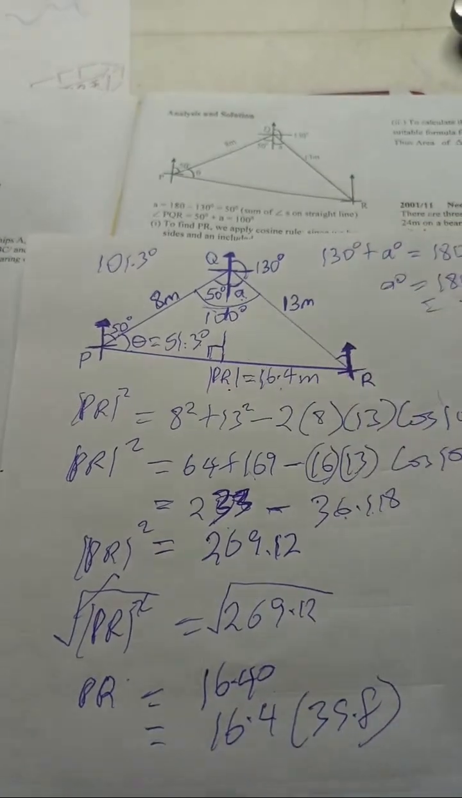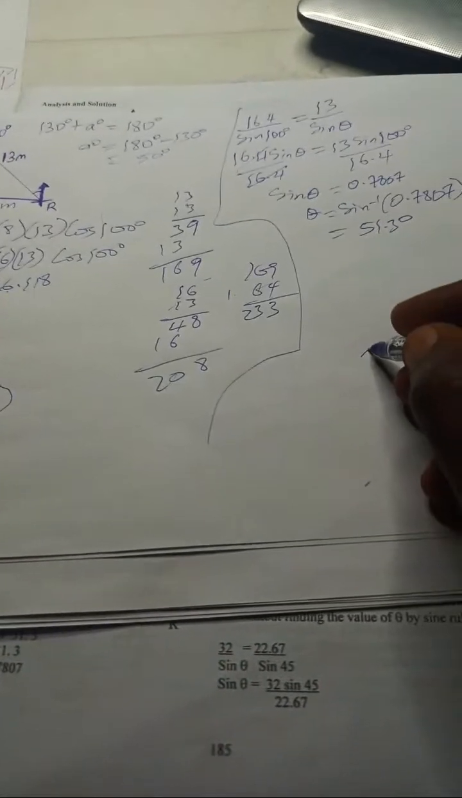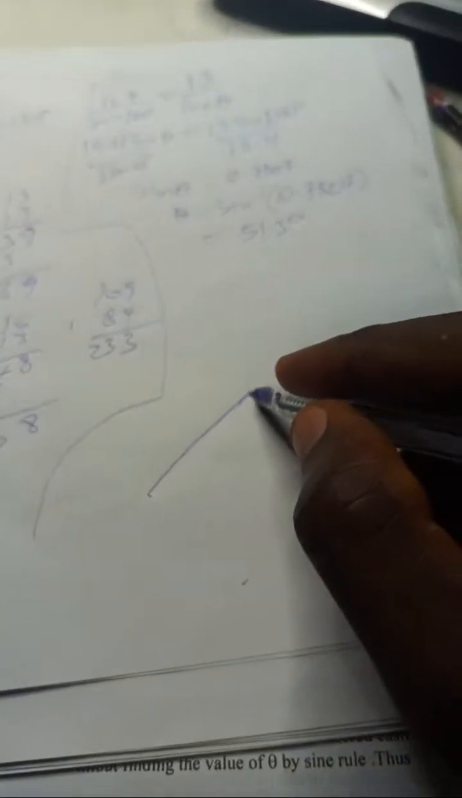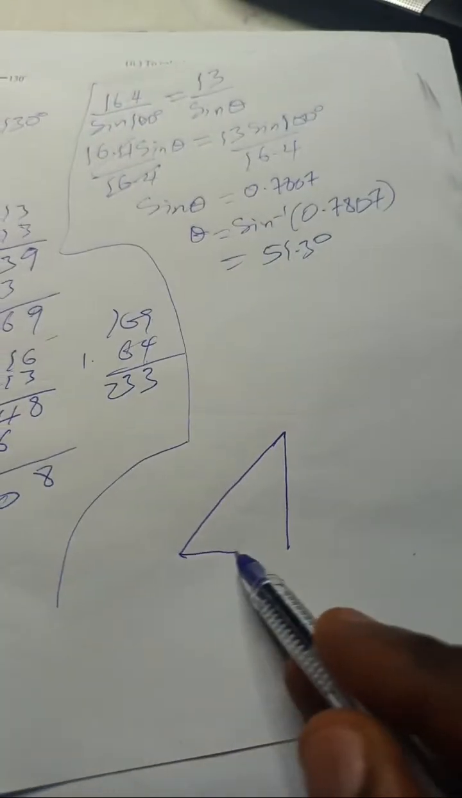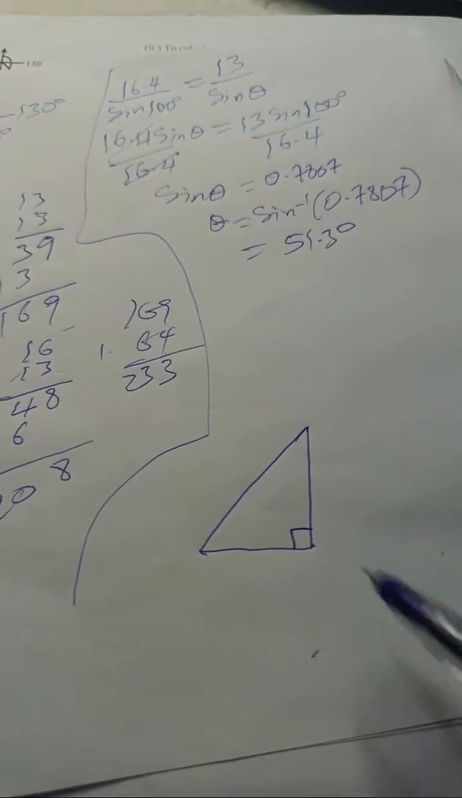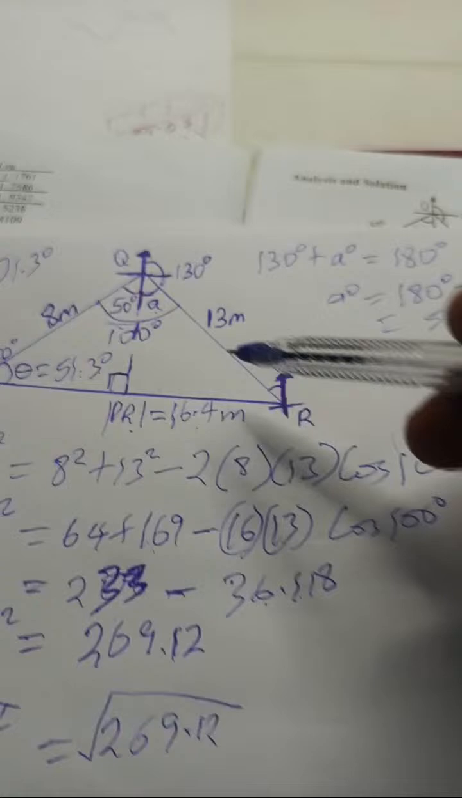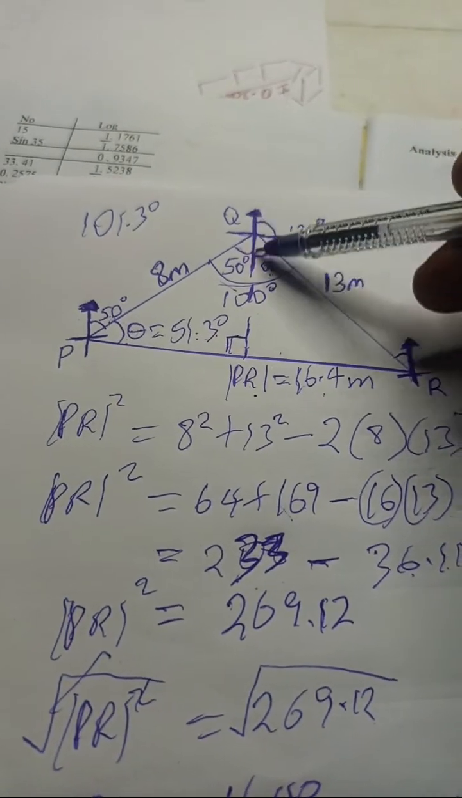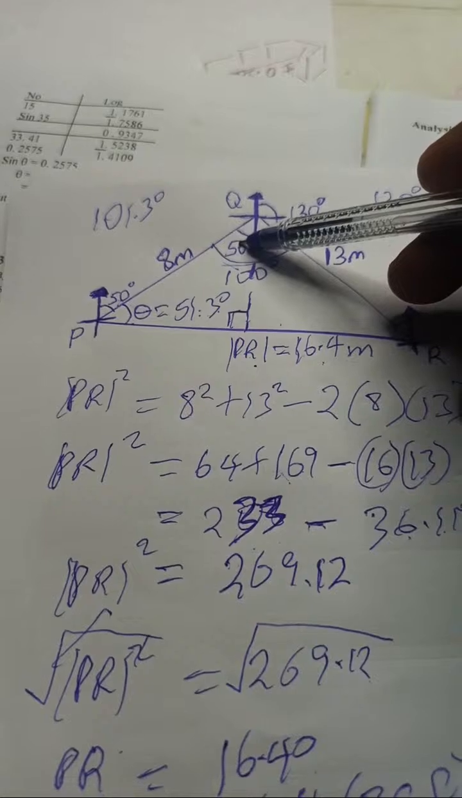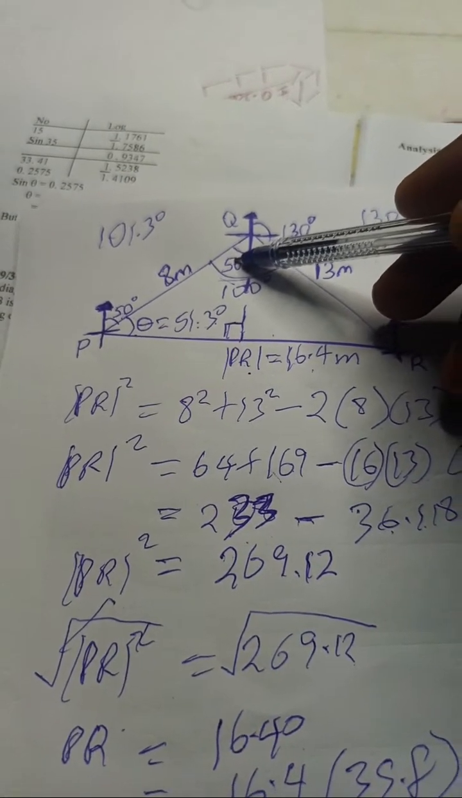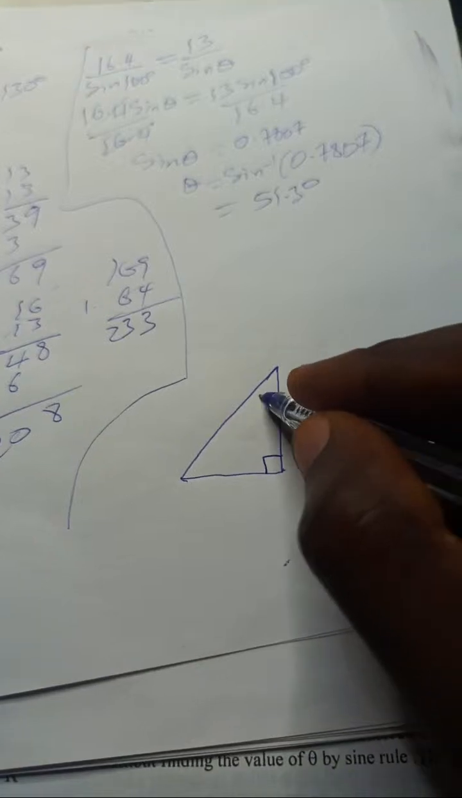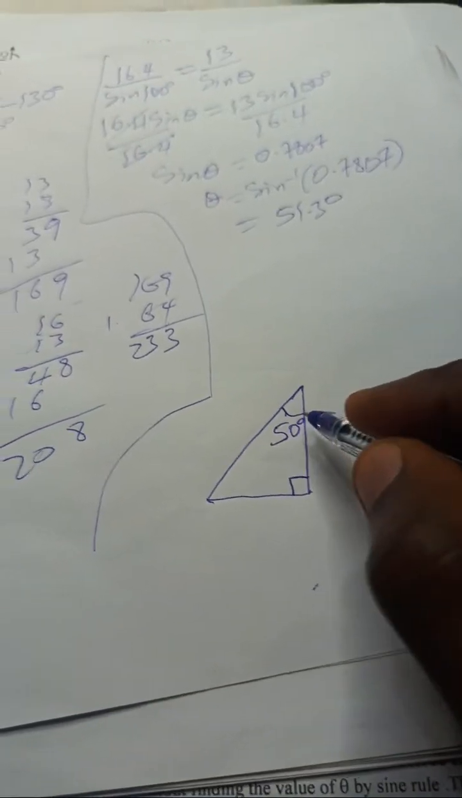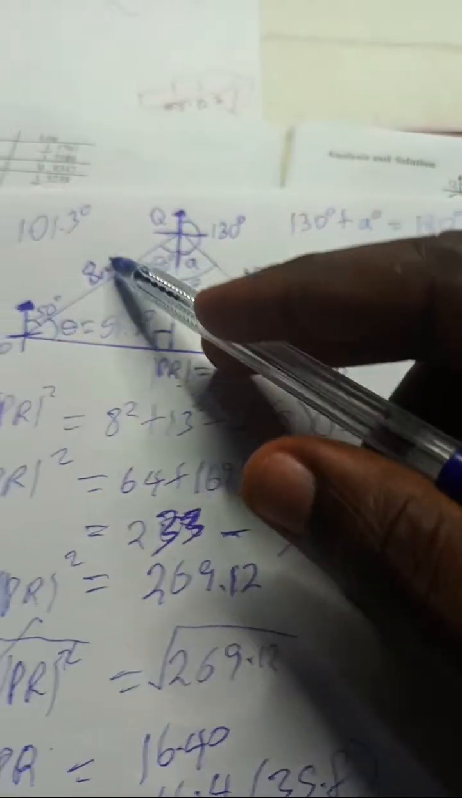How do we go about that? Please, let's try and redraw it here. I will redraw it here as it is. Looking at it that way, we have 50, so we put 50 degrees over here. We have our 8 in this place, so we put our 8 over there.